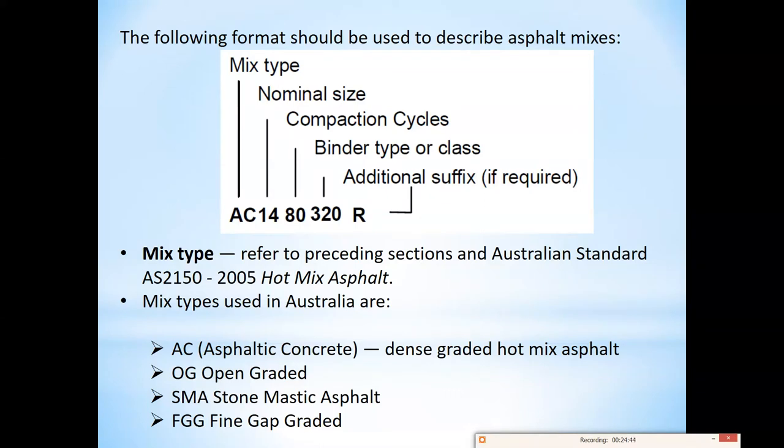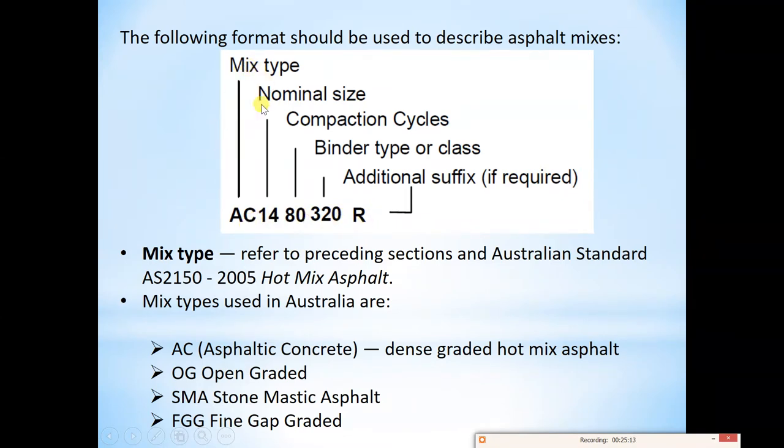Okay, so we have different types of asphalt. We need to try to name them. How do we label them? Because we have different types: we have the dense graded, the open graded, the gap graded. So every one of them has to be labeled correctly.